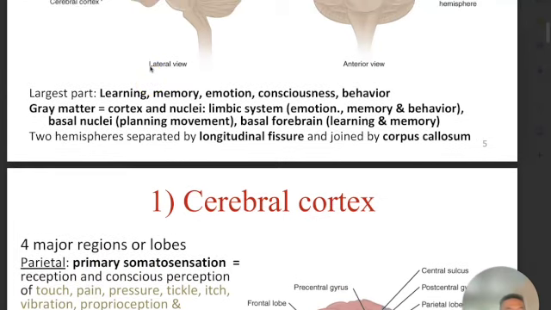Well, might as well talk about this. The limbic system, remember that, is for memory, emotion, and behavior. Basal nuclei, cognitive planning, and basal forebrain, learning and memory as well.